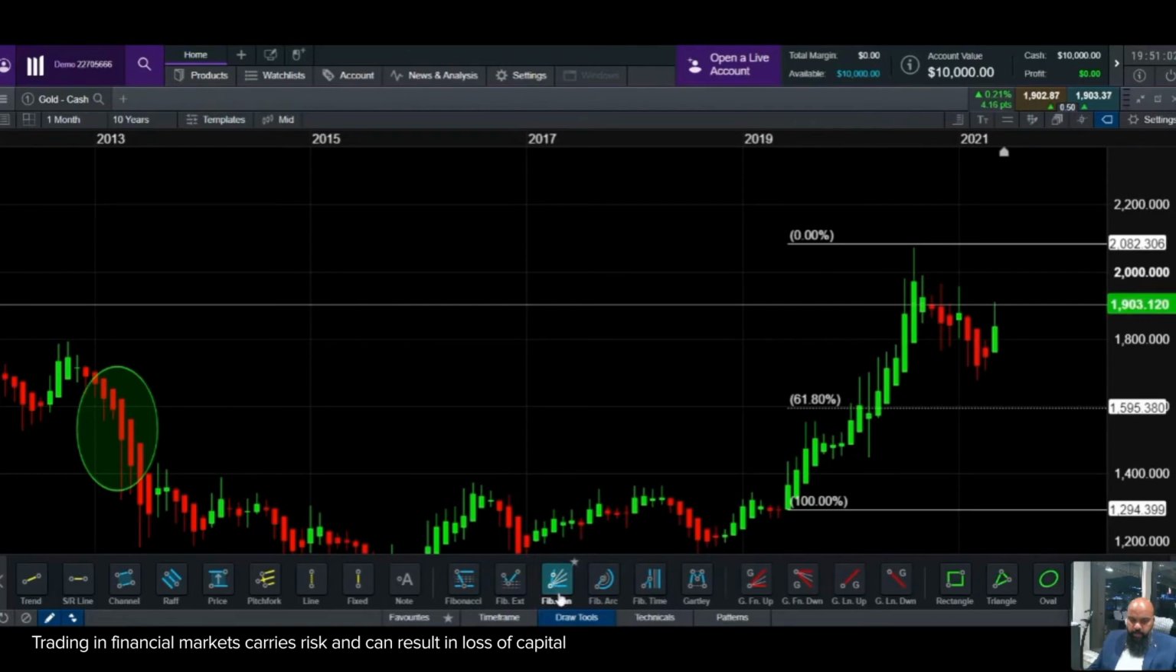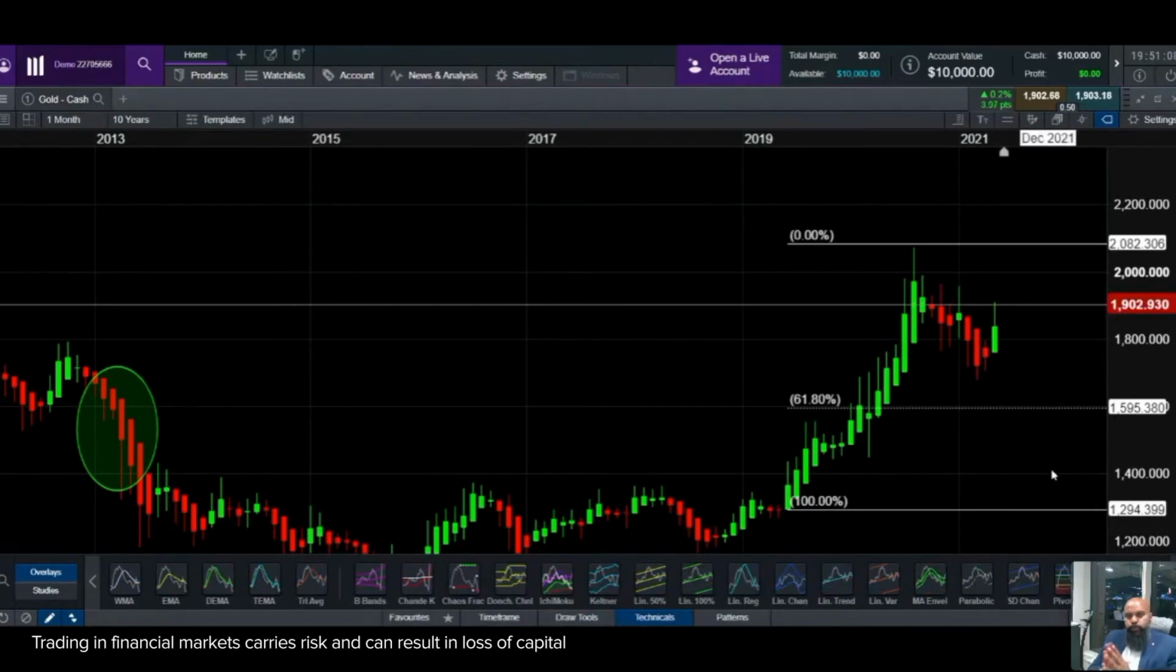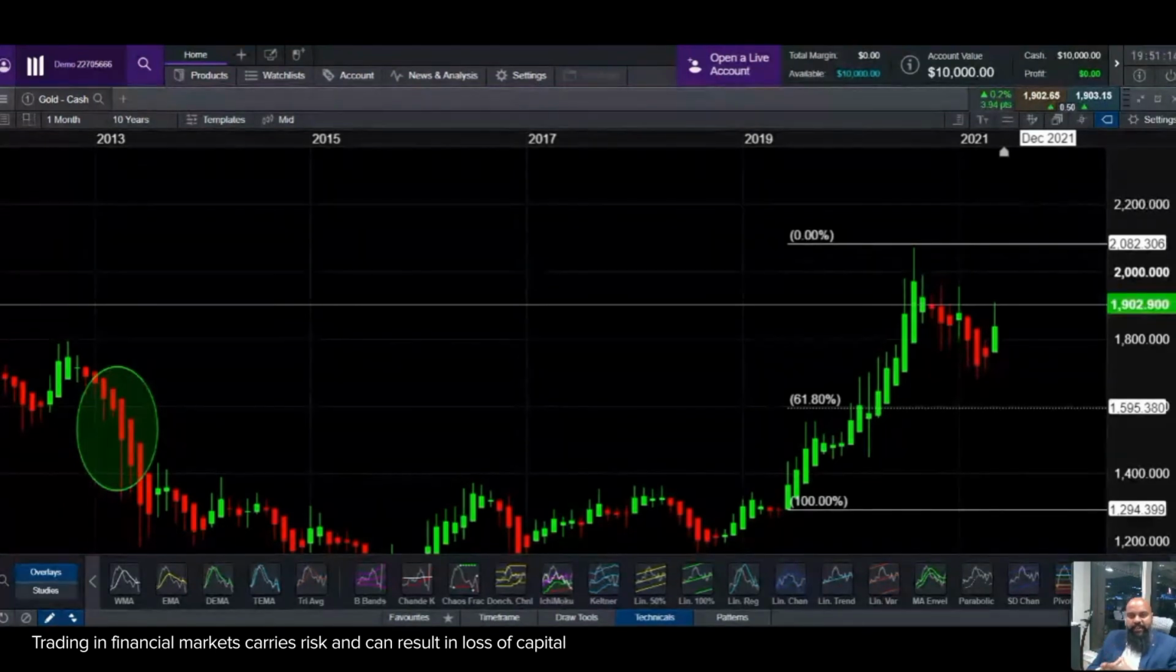There are a lot of instruments. If you go to technicals, you have a lot of technicals that can be used. Why we have chosen Fibonacci is because Fibonacci is very clear to understand. It does not complicate things, and it keeps it easy to identify trends and to identify entry opportunities.